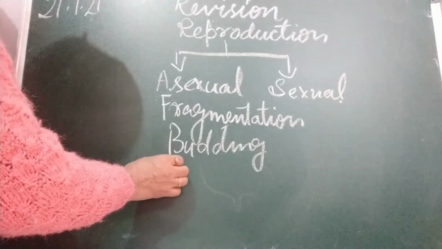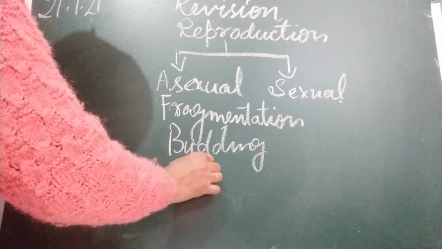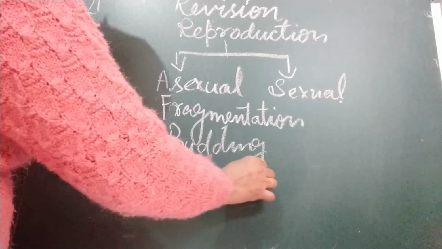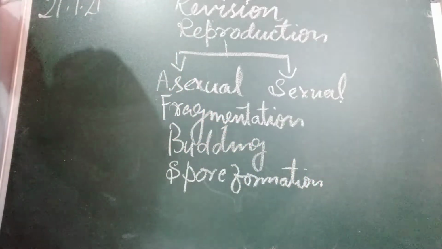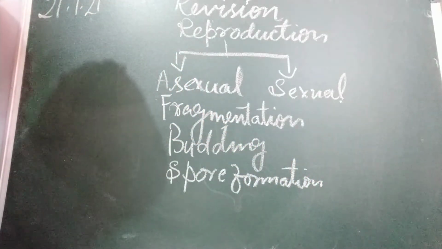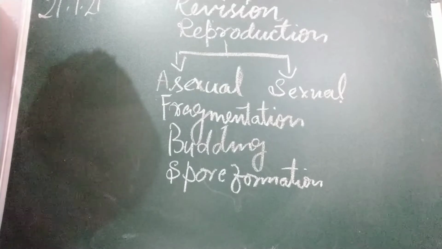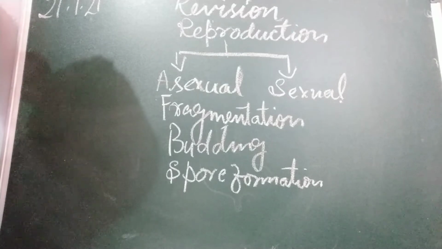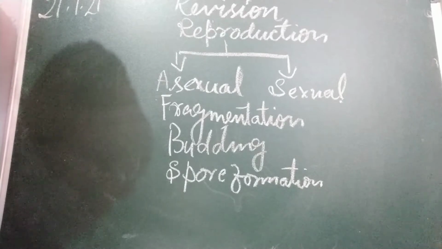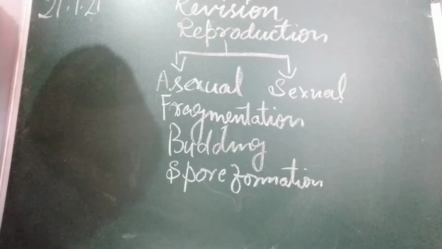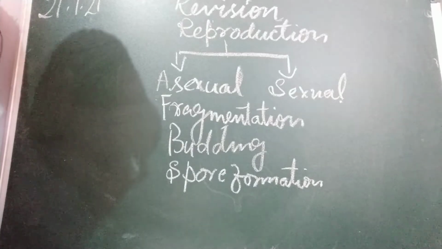Third is spore formation. What is a spore, children? A spore is a tiny spherical unicellular body protected by a thick wall. Some non-flowering plants such as mosses, ferns and molds reproduce by spore formation.